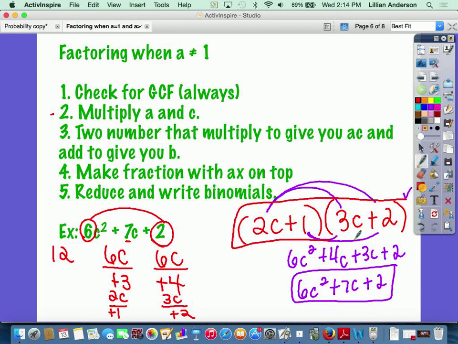So just to review the steps again, you look for the GCF, you multiply a and c together, you find the two numbers that multiply to give you AC and add to give you B. When you write those down, you make a fraction with AX on top, or whatever variable it is, okay? So A and your variable. So C, B, D, whatever. Then you reduce your fractions, like we did here, and then write our binomials.